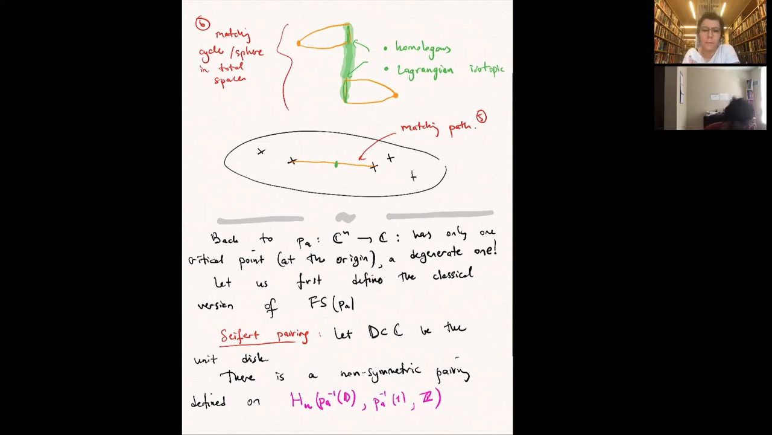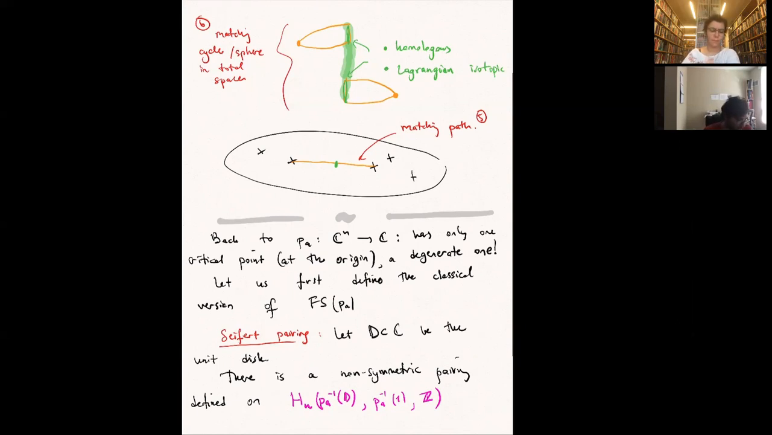And the last definition I wanted to give is the definition of a matching cycle, or a matching sphere. And this is now in the total space. A matching cycle in the total space is actually a homology class of the middle-dimensional homology of the total space. It's not a relative homology class anymore. And how is it constructed? Well, I fix my two thimbles, and I'm given that they're homologous, for example.